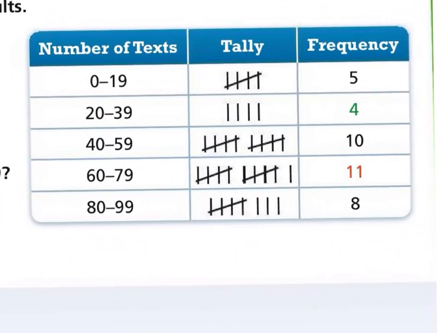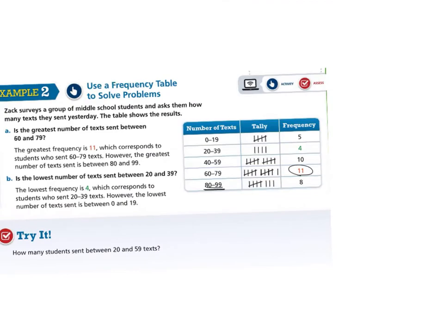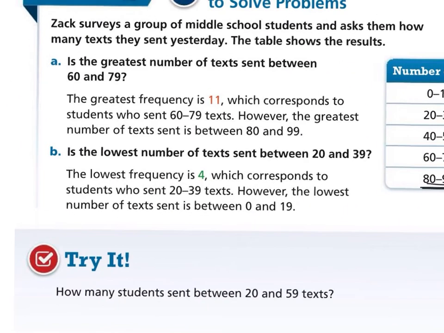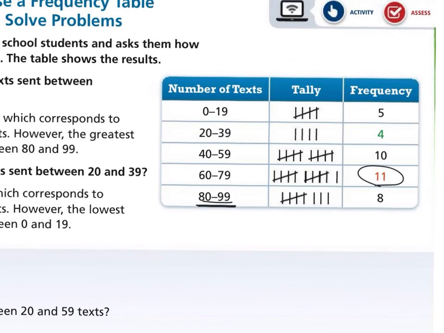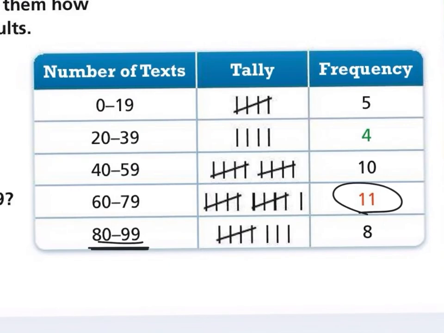Okay, if we look at frequencies, that is the greatest frequency, but it's not the greatest number of texts that were sent. We don't know an exact number, but the greatest number of texts sent was between 80 and 99. Somewhere in that range. We don't know exactly where, but somewhere in that range. And then part B, is the lowest number of texts sent between 20 and 39? Well, the lowest frequency, once again, is between 20 and 39, but the lowest number of texts sent is between 0 and 19. Okay?